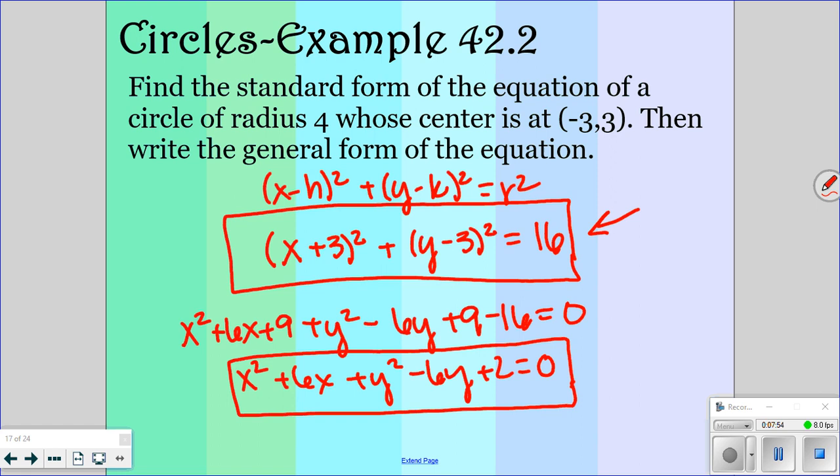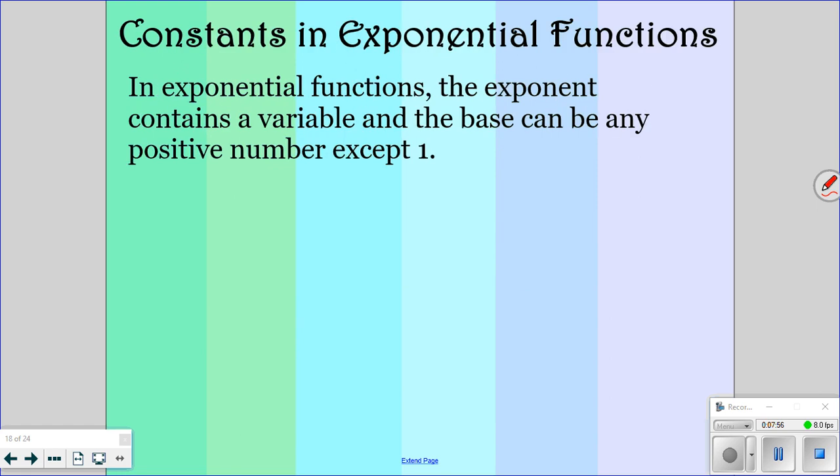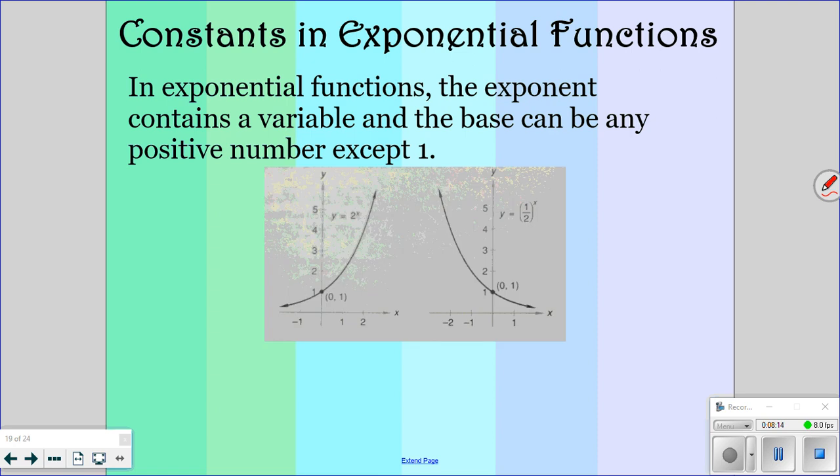Okay, so now we're going to move on to constants in our exponential functions. So remember, in exponential functions, the exponent has a variable, and the base is any positive number except for 1. So it can't be 0, but it's any number, just not 0 and 1, basically. Remember, that's what they look like if you graph them.